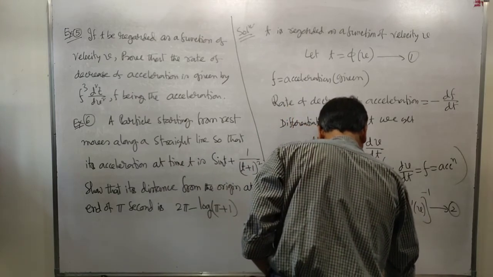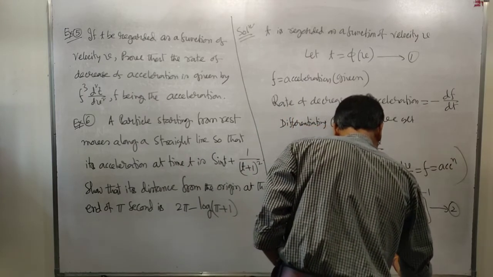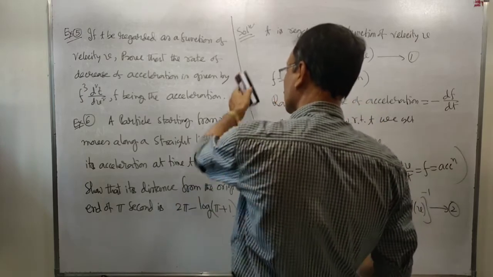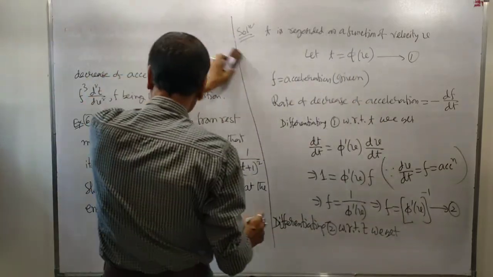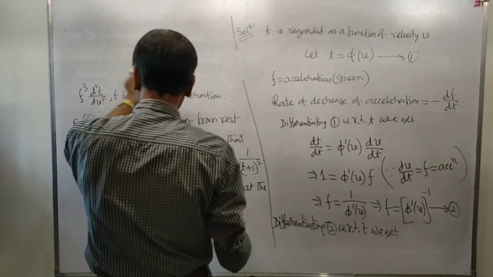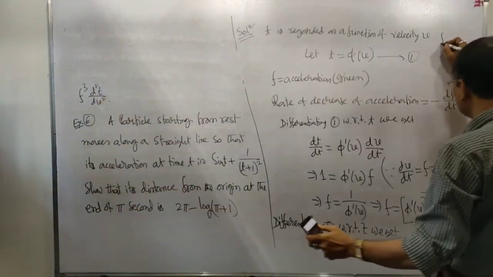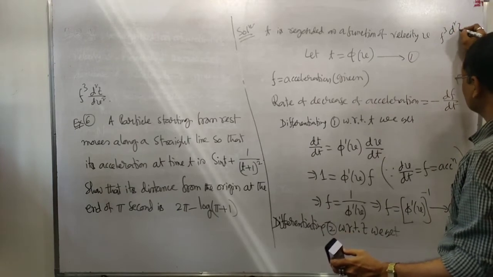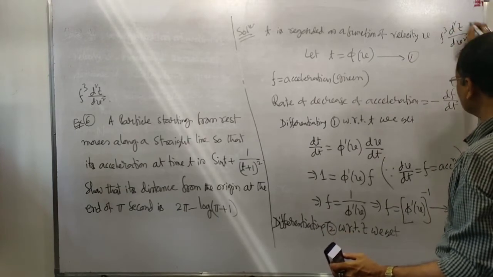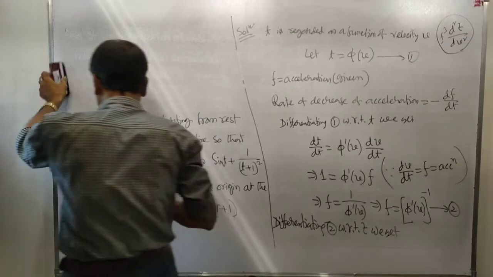Differentiating 2 with respect to t, we get the rate of decrease of acceleration. We have to show that this is equal to f cube d2t by dv square. We have to show this one. Differentiate this with respect to t.